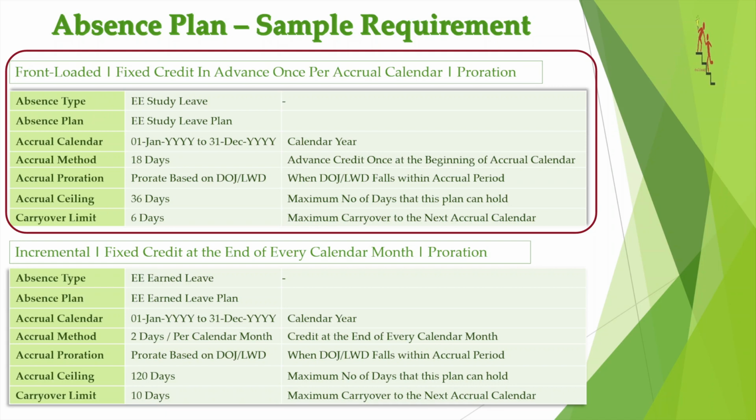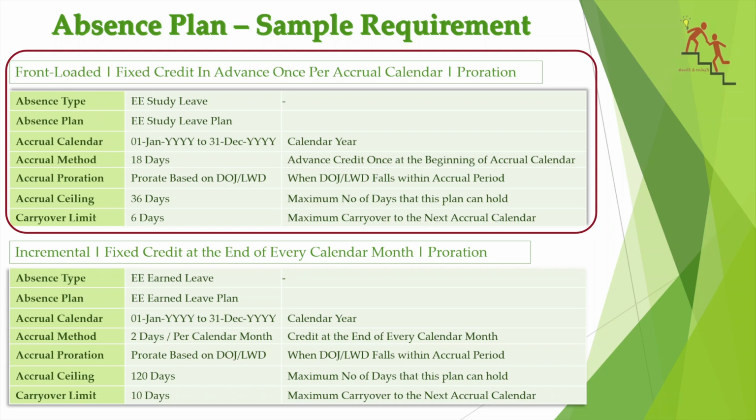Accrual proration is to be based on hire date and/or termination date. For example, if the employee is hired as of 1st of July, then it has to be prorated for 6 months, that is from July until December. As per this requirement, the employee should get only 9 days instead of 18 days.